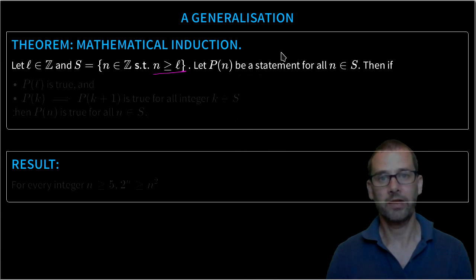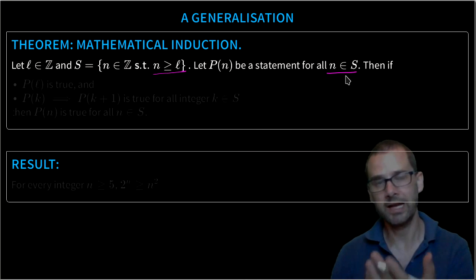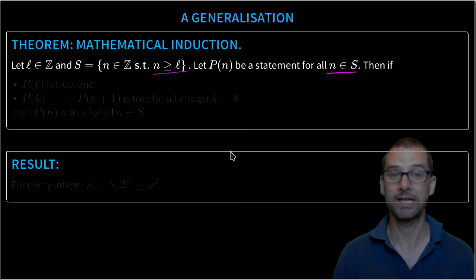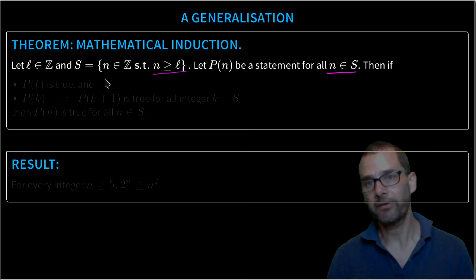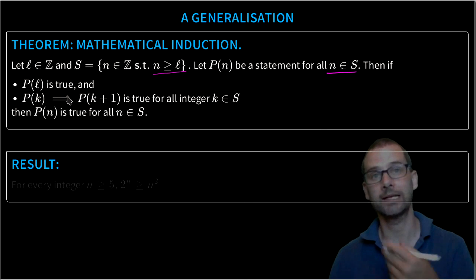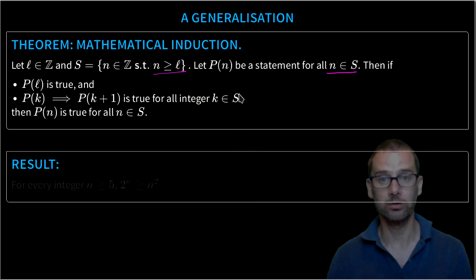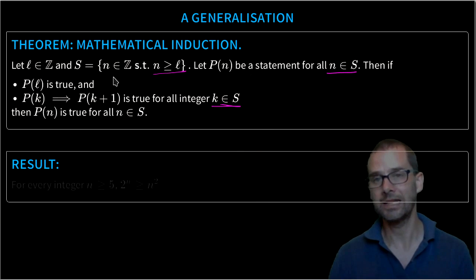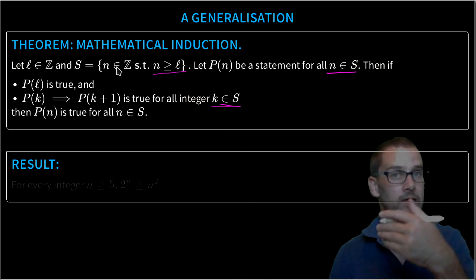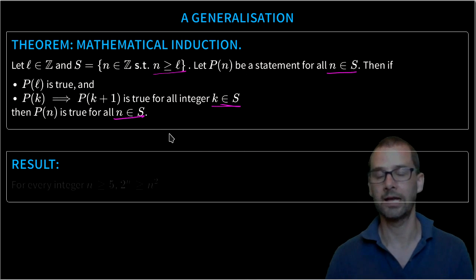So let P of n be a statement for all n in S. So now instead of being a statement for n bigger than or equal to 1, we're going to let it be a statement for n bigger than or equal to L. Well then, if P of L is true, so instead of starting at 1, we start at L, and P of k implies P of k plus 1 is true for all integers k in S. So again, instead of k bigger than or equal to 1, it's now bigger than or equal to L. Then P of n is true for all n in S.